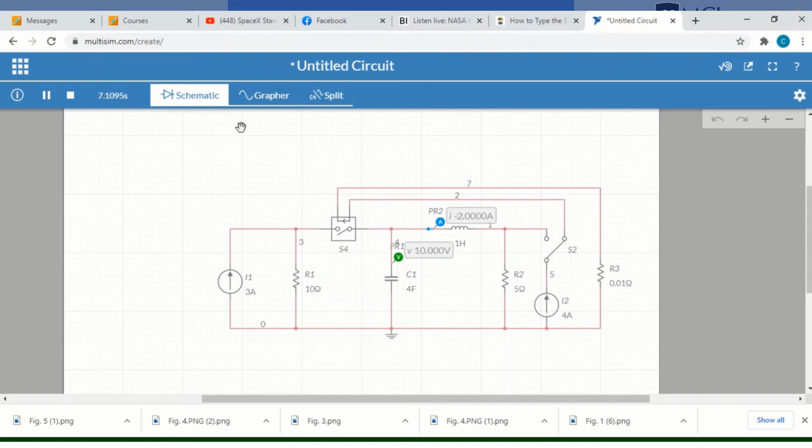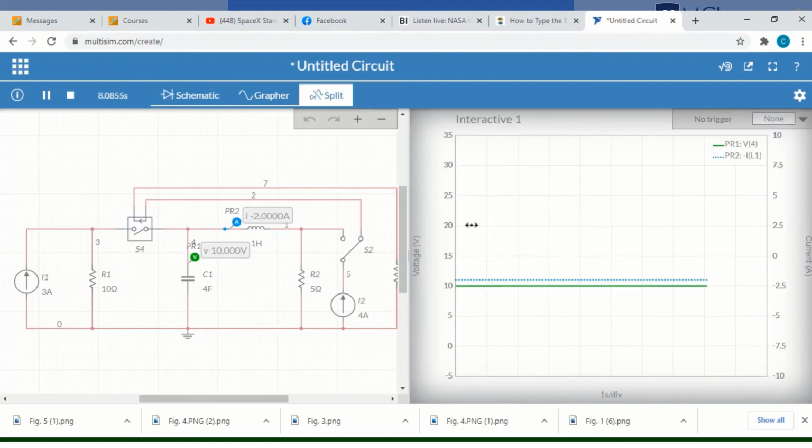Okay. By the way, we can also view the graph of the voltage and the current. So right now the green line represents the voltage across the capacitor, and the dotted blue line represents the current through the inductor. Okay, so right now the inductor current is negative 2, and the capacitor voltage is 10 volts. Okay, I'm going to click the switch S2 now. Okay, so that connects the 4 ampere source. At the same time, this switch is actually open.